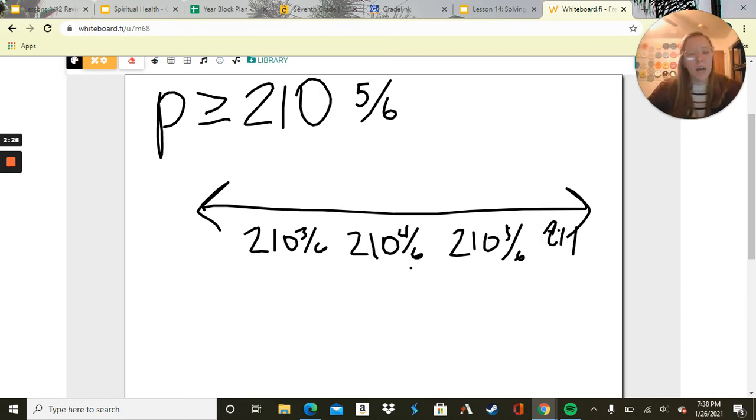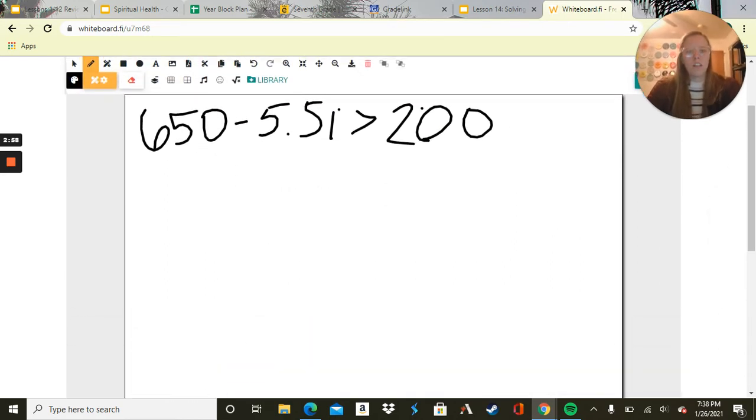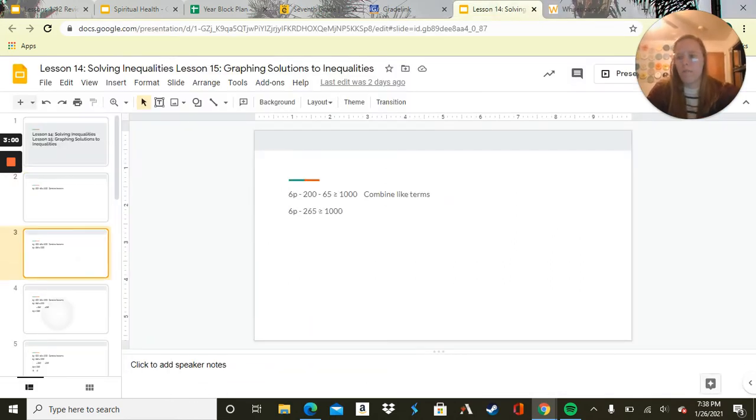Okay, so your next step is going to be to look at your symbol. So we have a greater than or equal sign. So equal sign includes this number. So we're going to draw a circle. We're going to shade it in because the number is included. And then if it's greater than or equal to, we're going to draw our line up. So basically just color it in to make it look darker than the other side. Okay? So that's that.